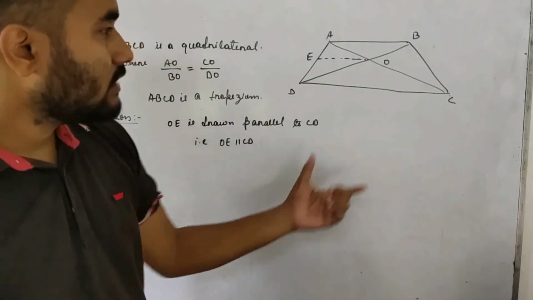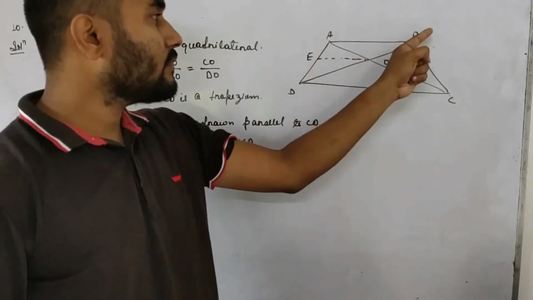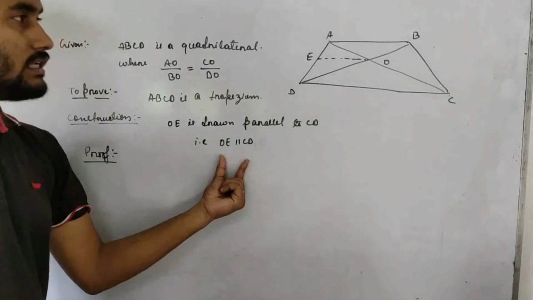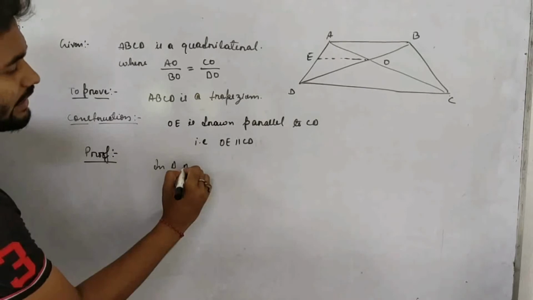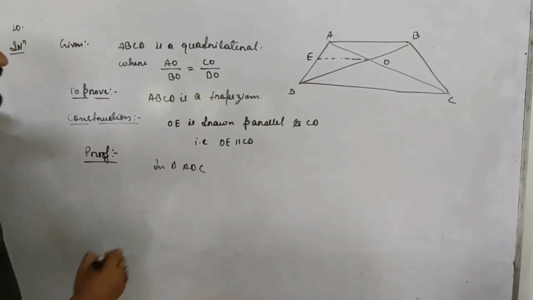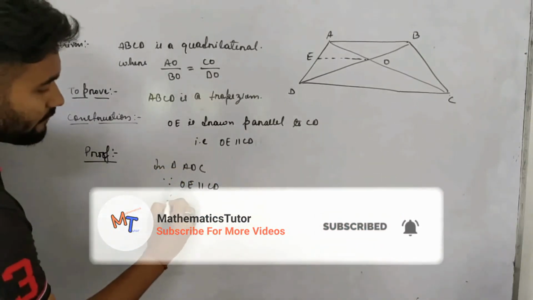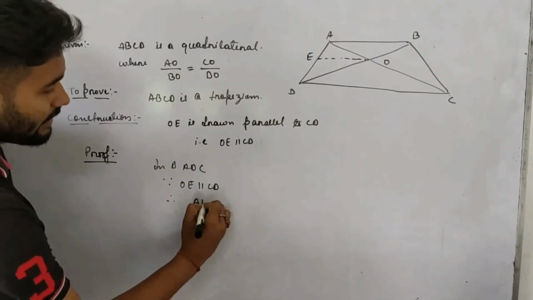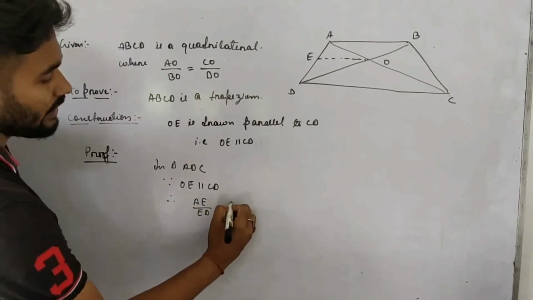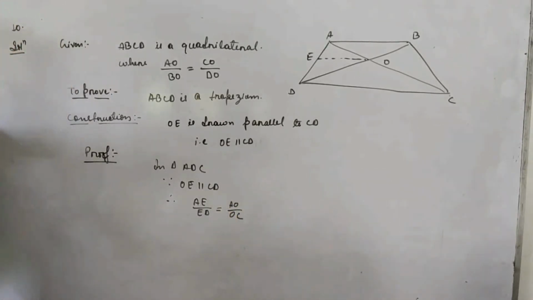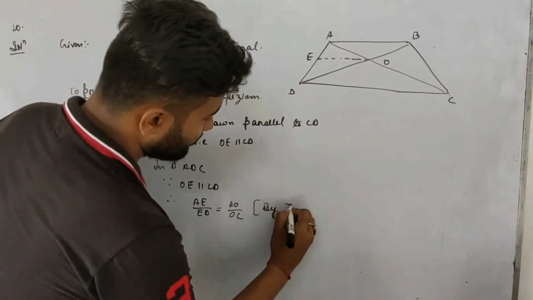BDC will not have it because OE is not there. ADB, CD is not there. We need OE and CD both. So the triangle is ADC. In triangle ADC, since OE is parallel to CD, therefore by Thales theorem we will have AE by ED equal to AO by OC. This one we have by Thales theorem.